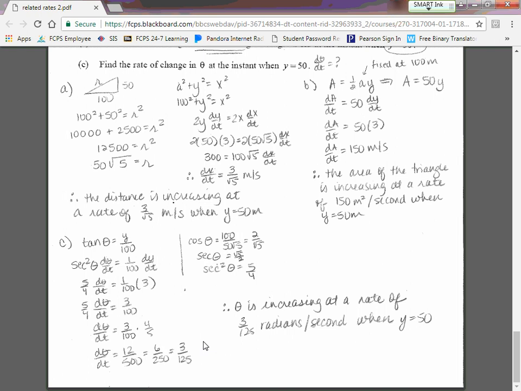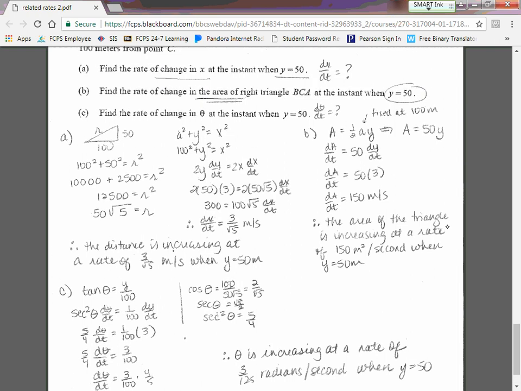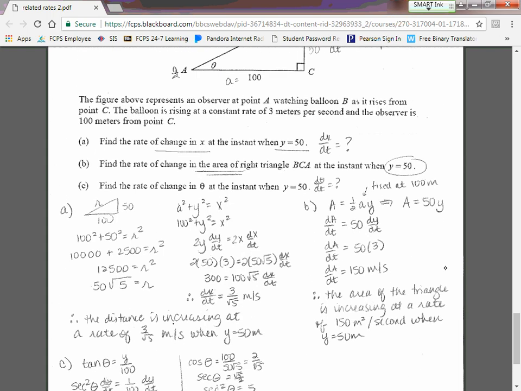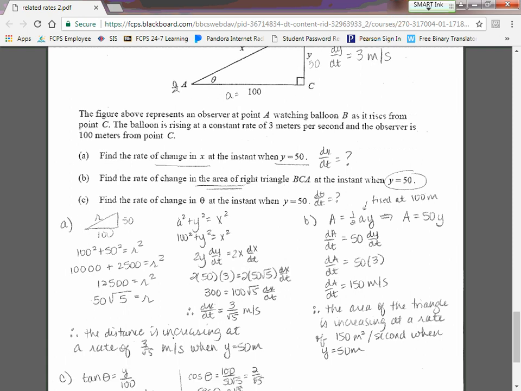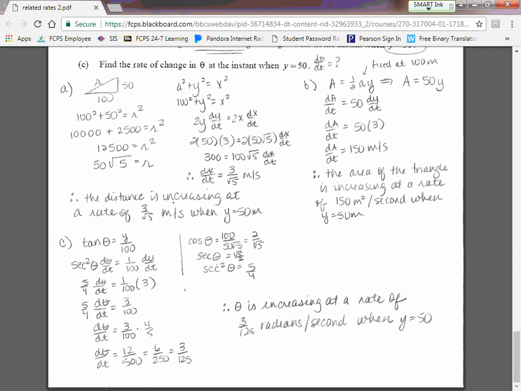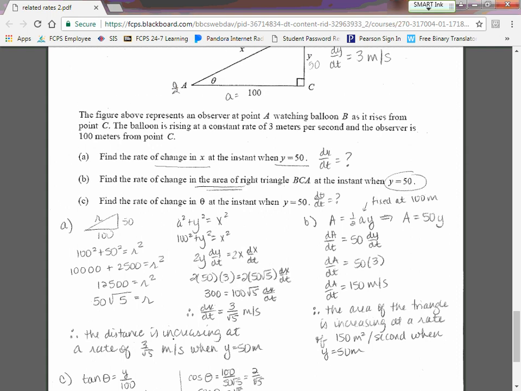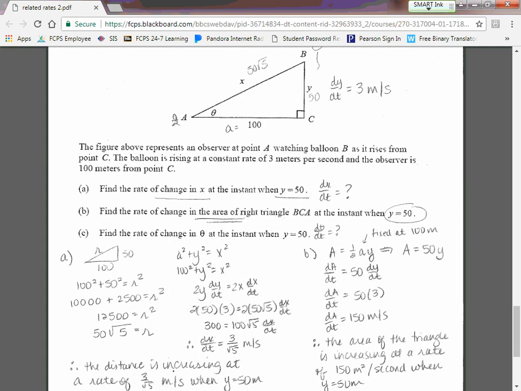That was 1. Okay. So part B for this one said find the rate of change in the area of the triangle at the instant when y is 50. So we're working with a right triangle, so area is 1/2 base times height. So that would be our base is 100, and my height is changing, so we keep that variable y. So 1/2 times the 100 is what gives me the 50.